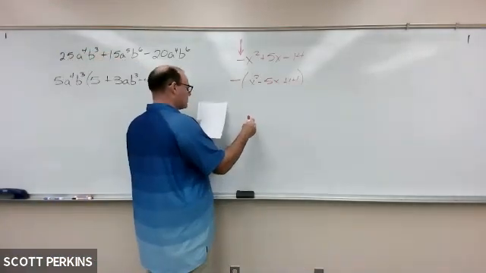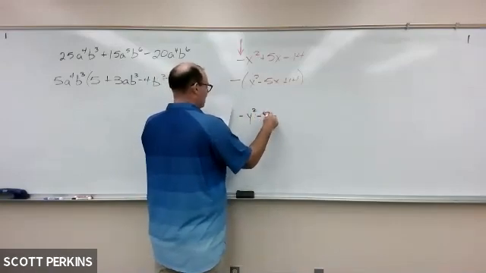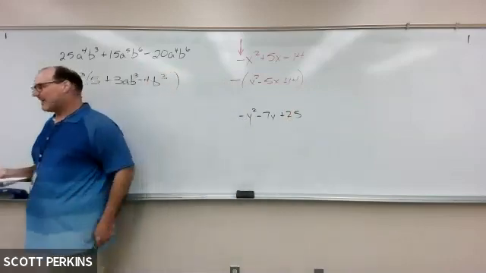So here's one for you, just so that you can practice actually going through this. So minus y squared minus 7y plus 25. So do the same thing, factor out that negative.